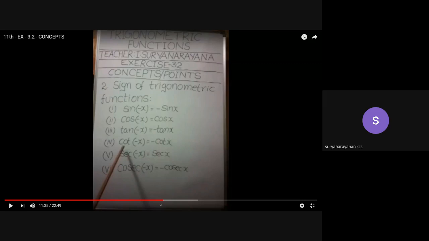See the next one, tan of minus x. Tan of minus x is equal to minus tan x. Tell me after me, Ria. Tan of minus x is equal to minus tan x. Okay, Percy. Tan of minus x is equal to minus tan x. Very good. Zeus, tan of minus x equals minus tan x. Very good. Rexlin.